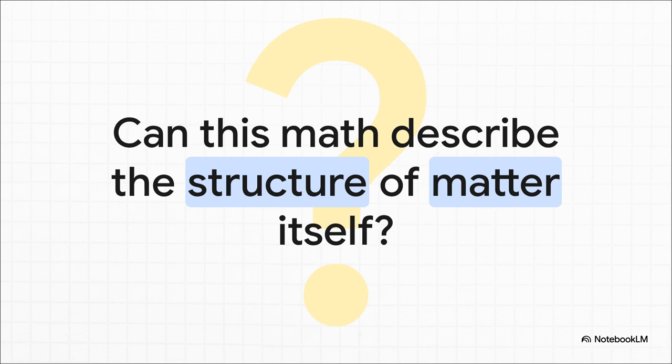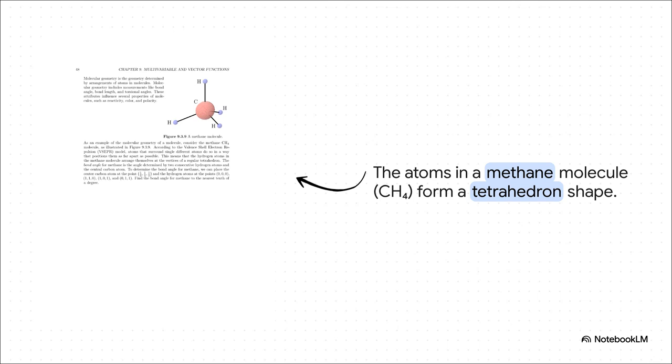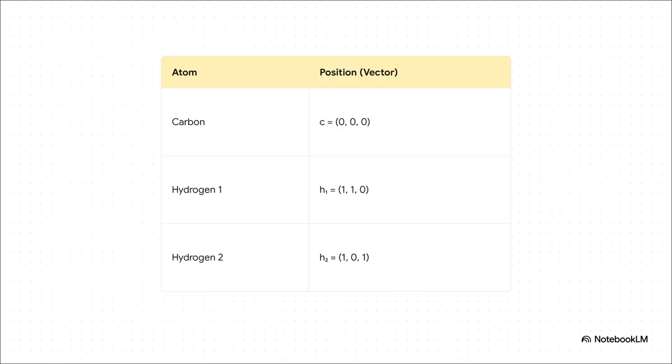That's all cool. But can a simple calculation like this really describe the fundamental structure of matter itself? Well, let's take a look at the humble methane molecule, CH4. You've got one carbon atom in the middle and 4 hydrogen atoms that all try to get as far away from each other as possible. When they do that, they form this perfect geometric shape called a tetrahedron. So what's the angle between those chemical bonds? We can figure this out with the dot product.